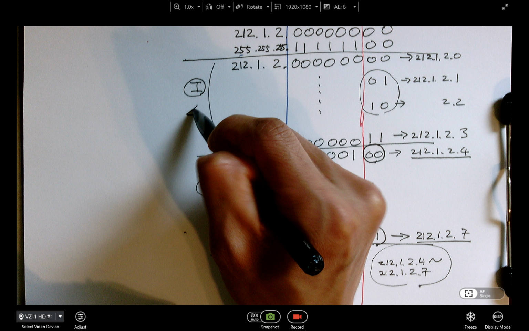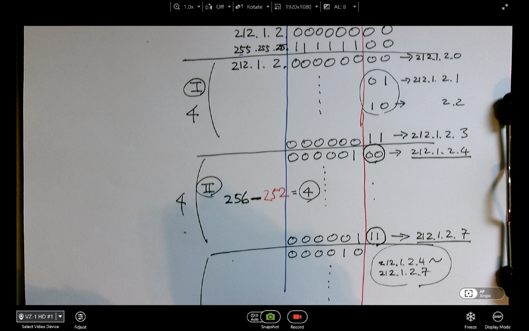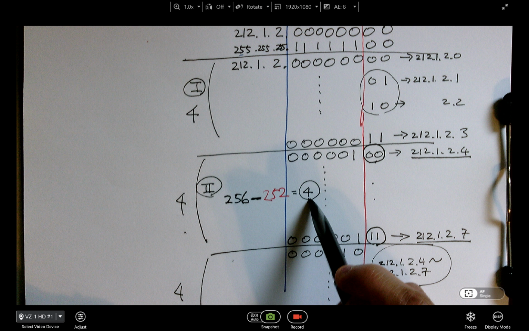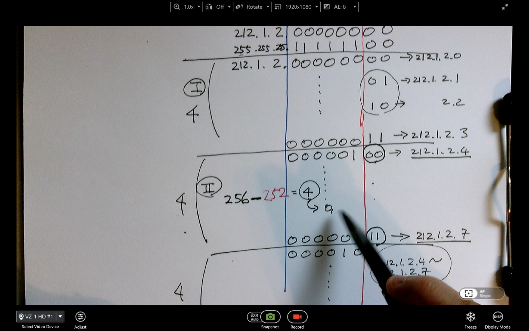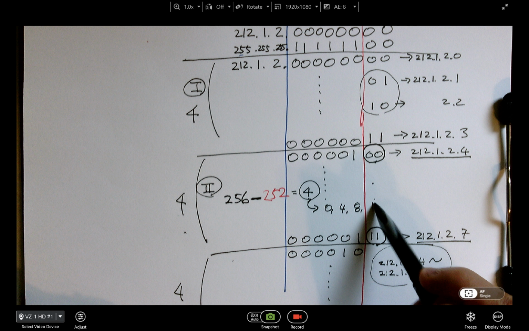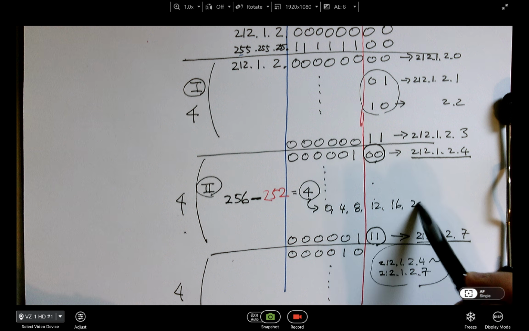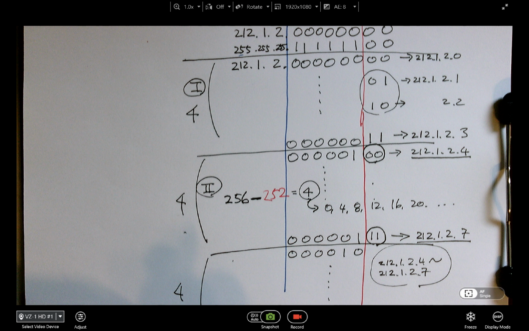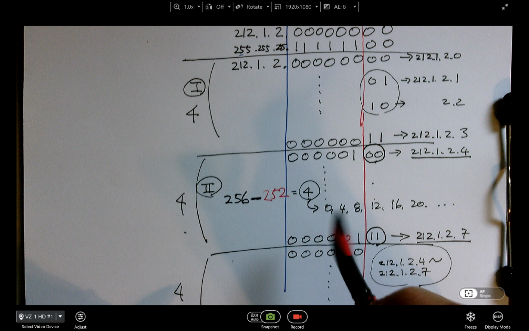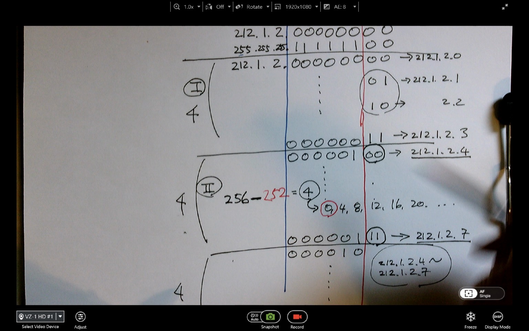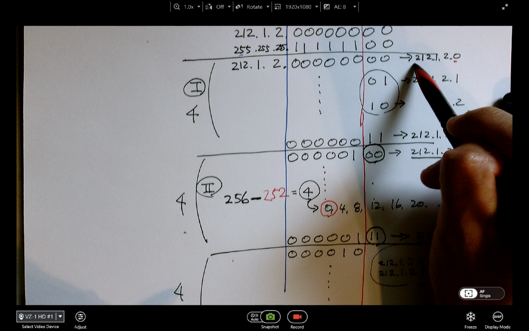So you know that the block size of each subnet is 4. That's the block size, right? And then you know that the network address always starts with a multiple of 4. So multiples of 4 means 0, 4, 8, 12, 16, 20, etc. Right? So you know that it's starting from 0, so that's why you have 212.1.2.0.